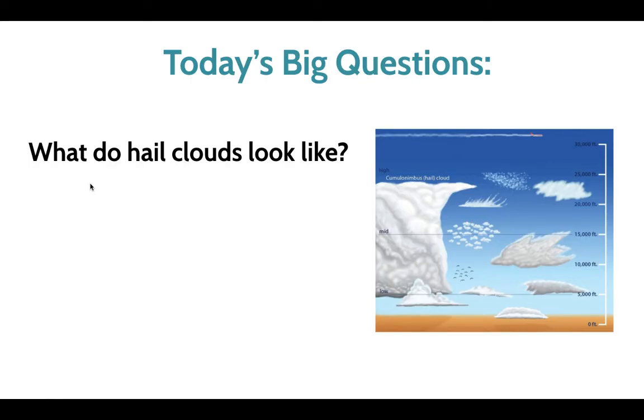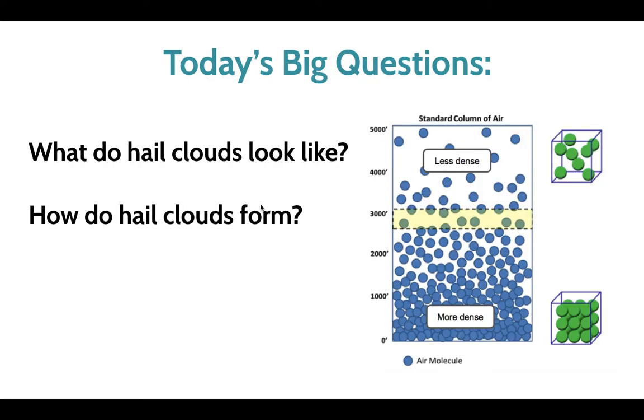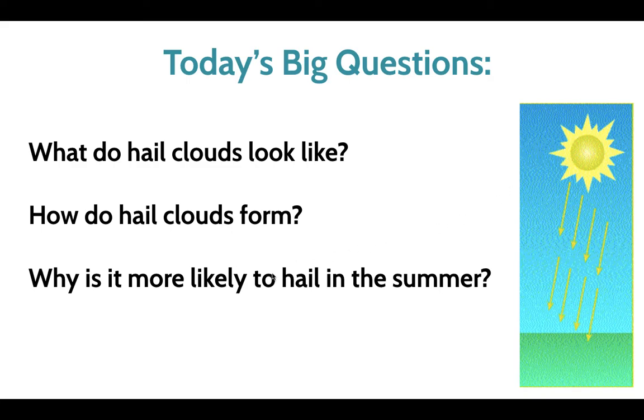We've answered the question, what do hail clouds look like? They're tall and high in the air. We've answered the question, how do hail clouds form? It has to do with the air rising until it's the same density and temperature as the air around it. We also know why it's more likely to hail in the summer, because there's more sun, and so the air near the ground gets heated up even more.